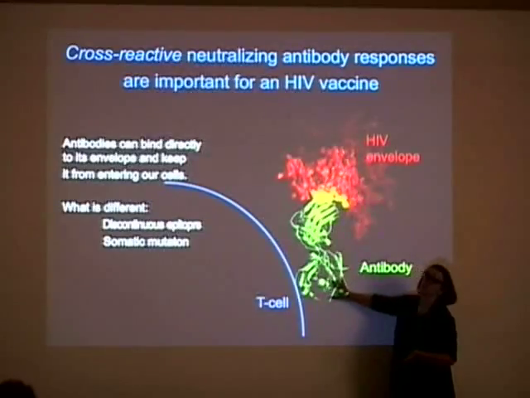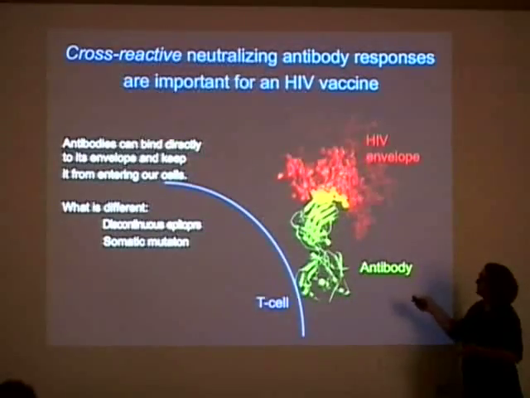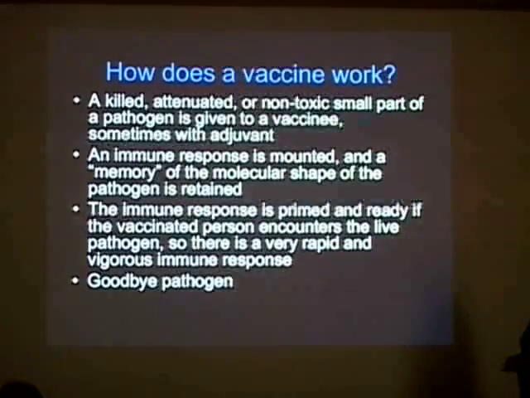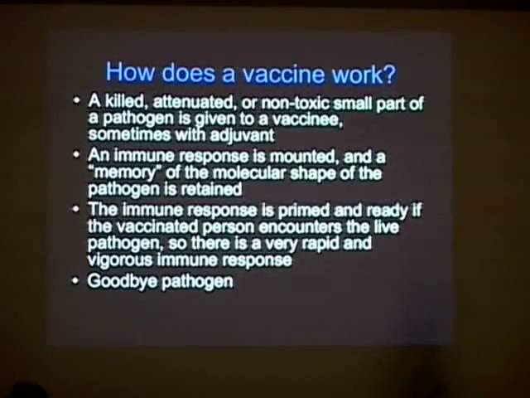So these are the kinds of antibodies that we're trying to make, but we have to make an antibody that's able to see this world of HIV diversity. So how does a vaccine work?